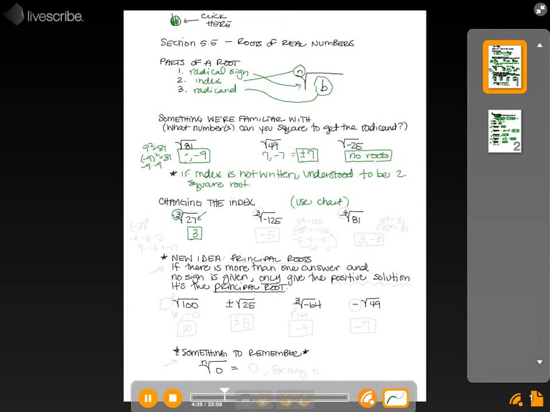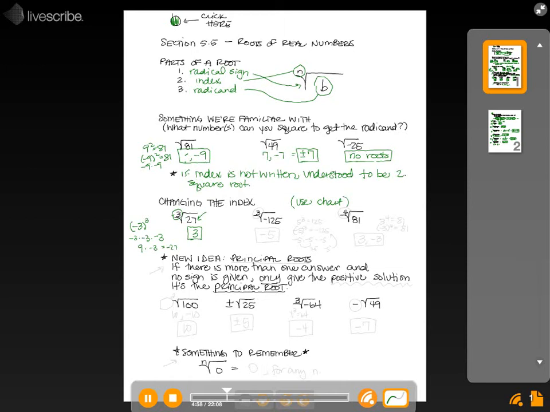Now, it's not plus or minus 3, because if we cube a negative 3, that's really negative 3 times negative 3 times negative 3. It becomes positive 9 times negative 3, which is negative 27. So it doesn't work. The only number that we can cube to get a positive 27 is 3.